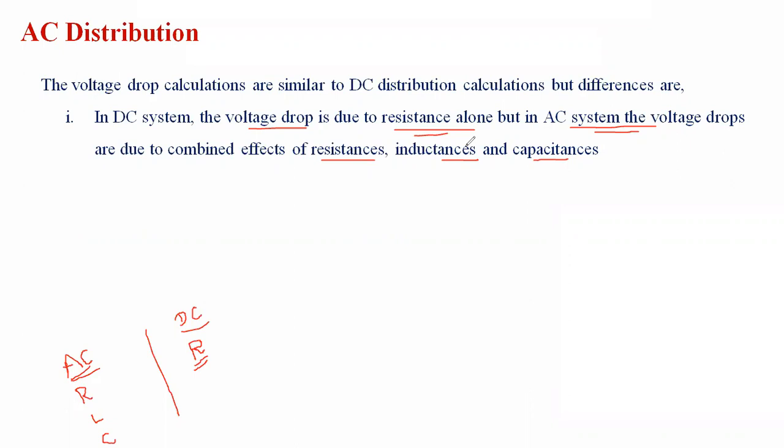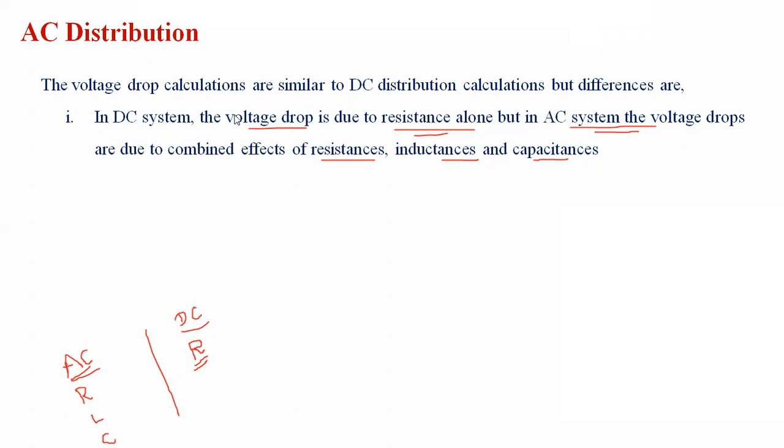And one more drawback in the AC system is that if the operating voltage is increased, more conductors are required. More conductors are required. Due to that, the voltage drop is more. But in the DC system, only one or two conductors are required. In a single conductor also we can transfer the electricity. The ground acts as a return conductor. That is the major difference in voltage drop between AC distribution and DC distribution.